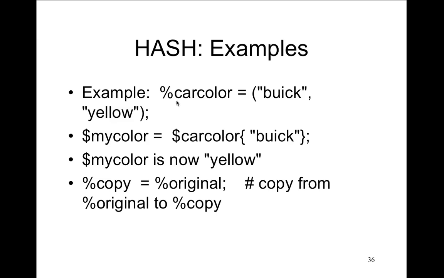Wise decision. Okay, so as an example, the %car_color is going to be equal to Buick, yellow. My color, car color Buick. So we essentially take car color, have it equal to Buick. My color is now yellow. We can take the hash and copy from one to another, from the original to a copy. So we can make copies of it as well.